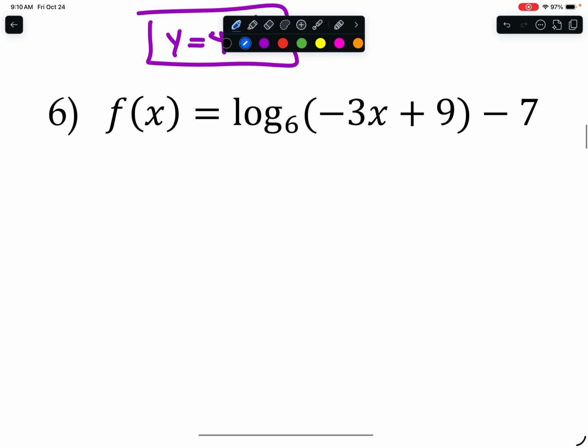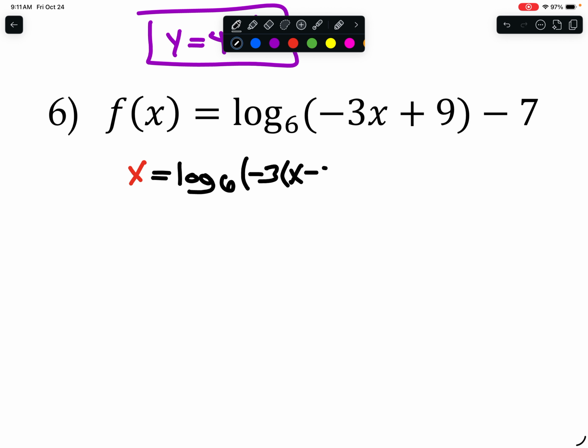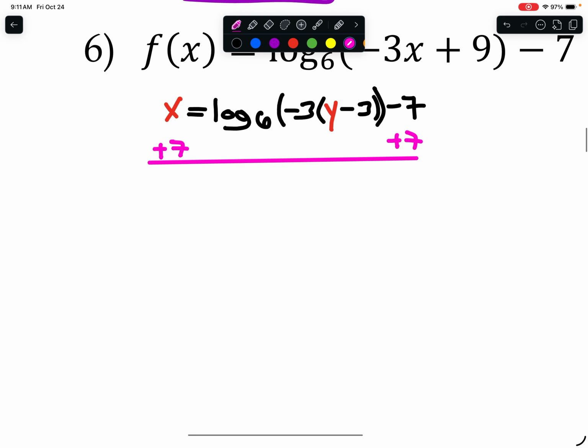And then number 6. I'm going to go ahead and rewrite it as x equals log base 6 of negative 3. I'm actually going to go ahead and factor out that negative 3. So that'd be x equals log base 6 of negative 3 times y minus 3, minus 7. Whoops, that should be my y value. There we go. Now we're going to begin by isolating the logarithm, which means I need to get rid of this negative 7 here. So that means I need to add 7 on both sides. So x plus 7 is going to equal log base 6 of negative 3 parentheses y minus 3.